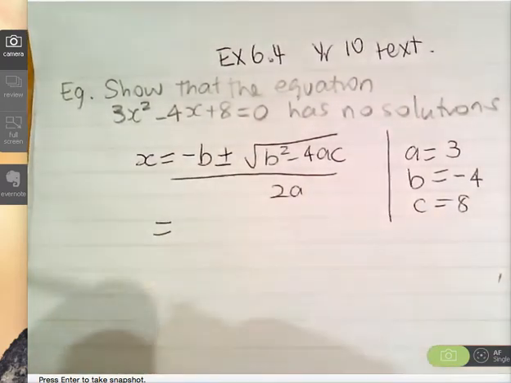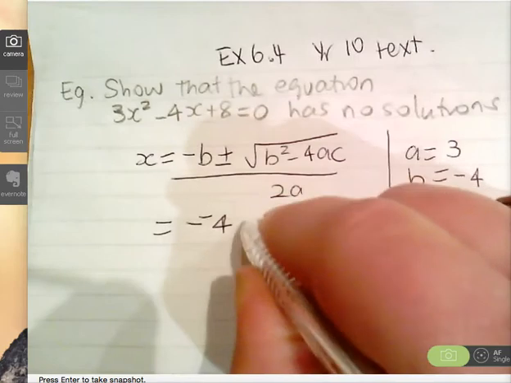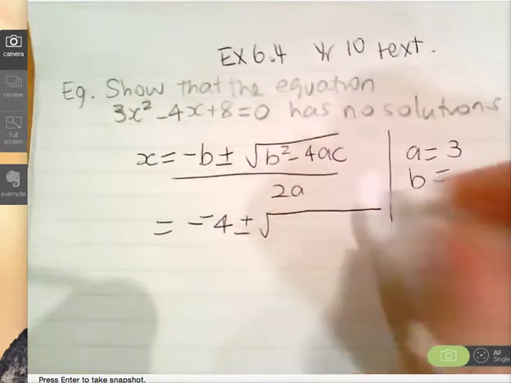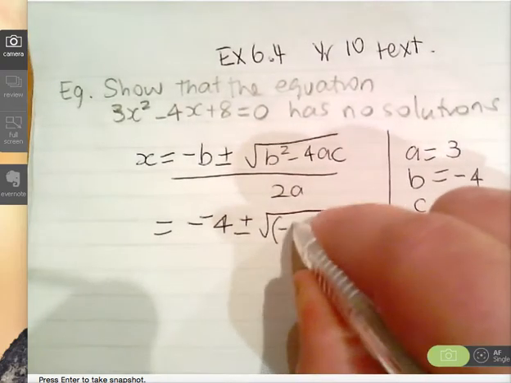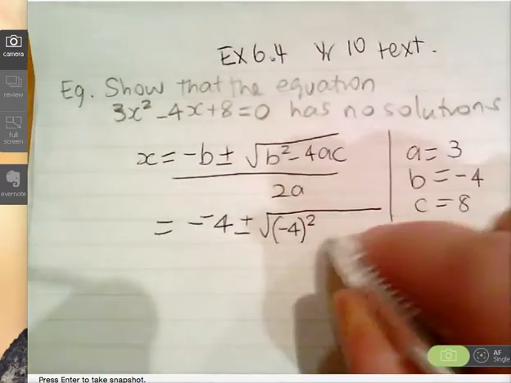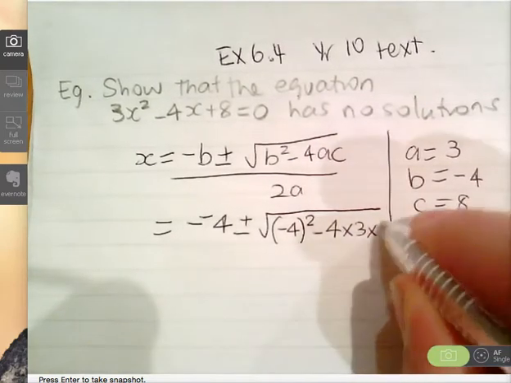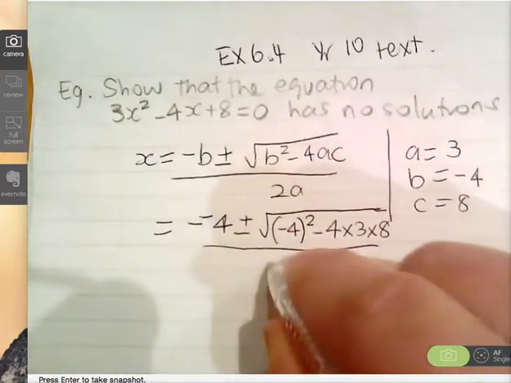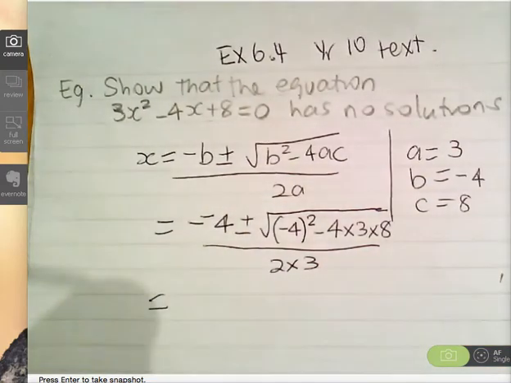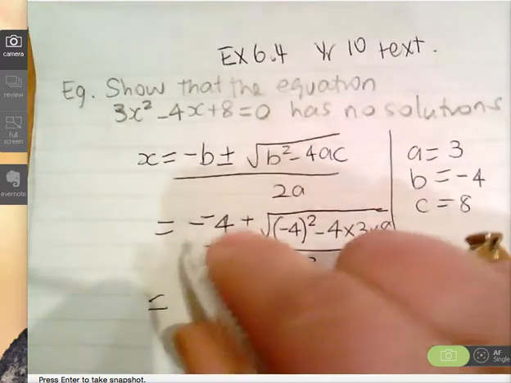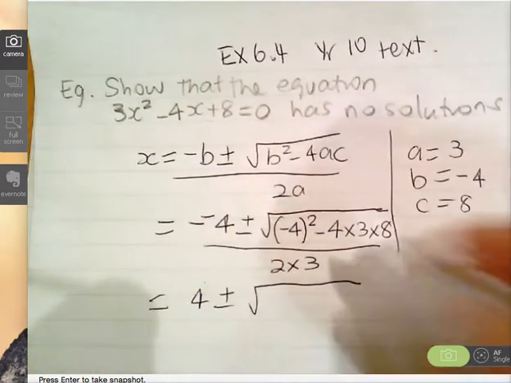So we've got x equals, now negative b, so that's negative 4. You have to be careful there. Plus or minus the square root of b squared. Now b is negative 4, so negative 4 squared, minus 4 times a, which is 3, and c is 8, over 2 times a, which is 3. So just be careful here. We've got negative 4, which is positive 4, plus or minus the square root of.